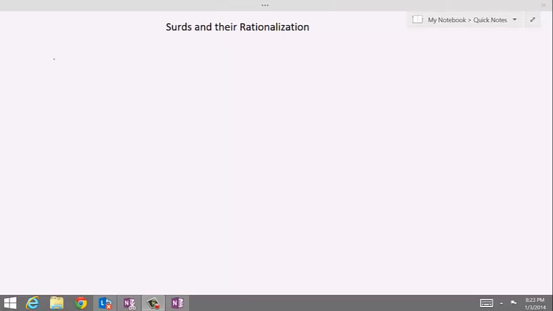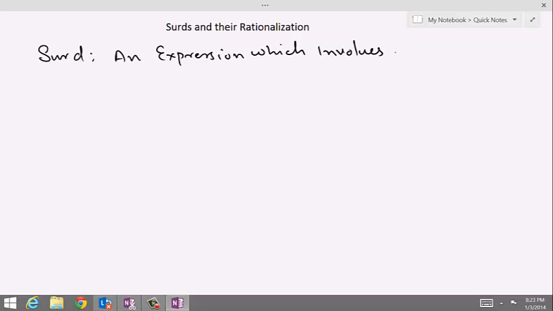An expression which involves at least one irrational number is called a surd. So let's write down the definition. An expression which involves at least one irrational number is called a surd.